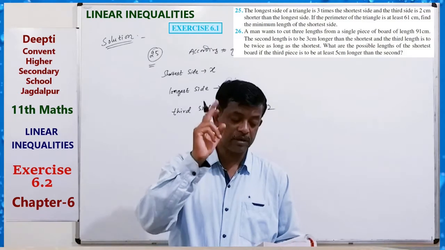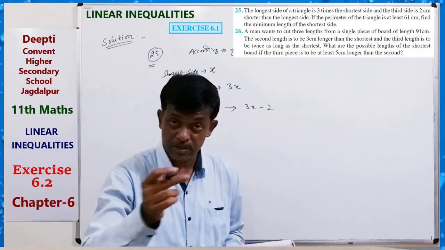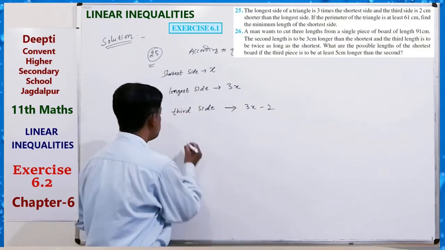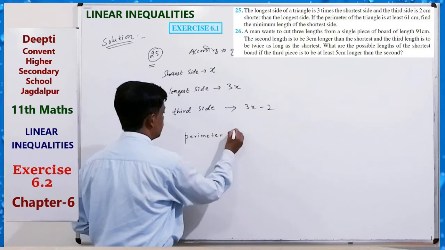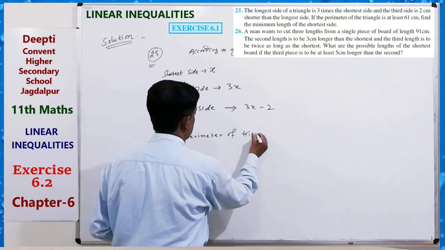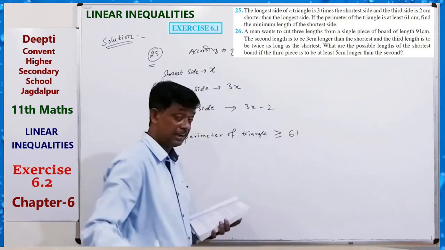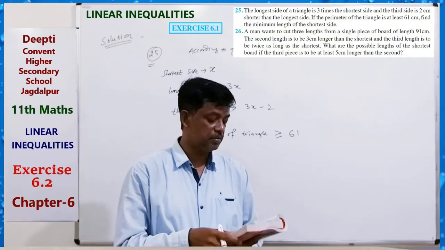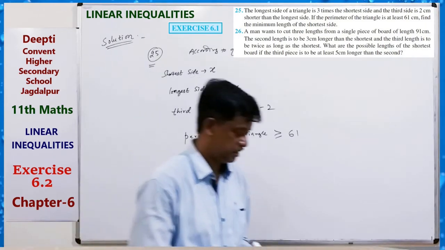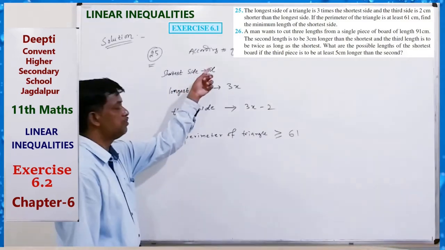If the perimeter of the triangle is at least 61 centimeter, at least 61 means greater than or equal. So the perimeter of the triangle is greater than or equal to 61 centimeter. Find the minimum length of the shorter side, that is the minimum value of x.